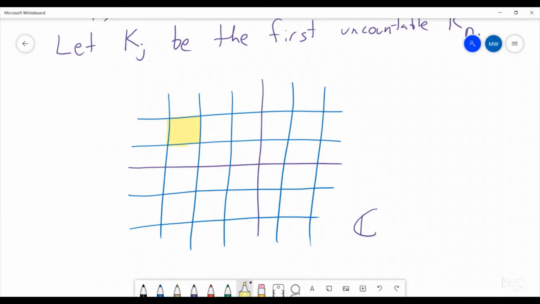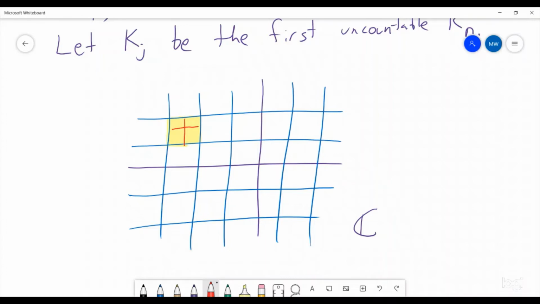What we are going to do is take that square and break it into 4 pieces. Now, because there are uncountably many things in this one square that belong in k sub j, there must also be uncountably many in one of these other squares. So we are going to define a way to get a sequence of points in k sub j that's going to have to converge to something.